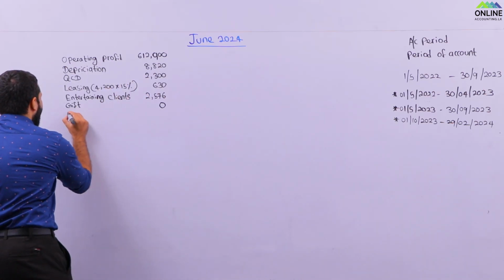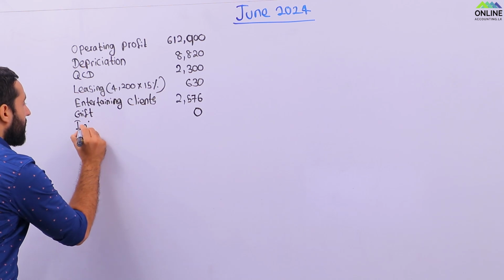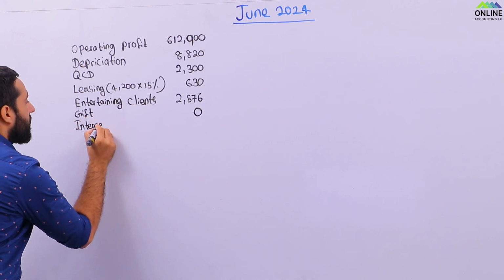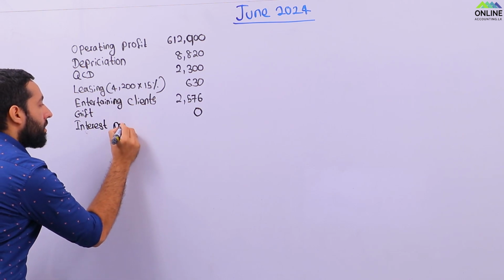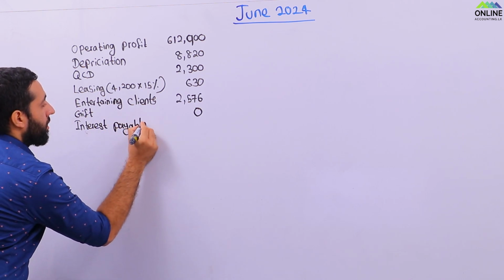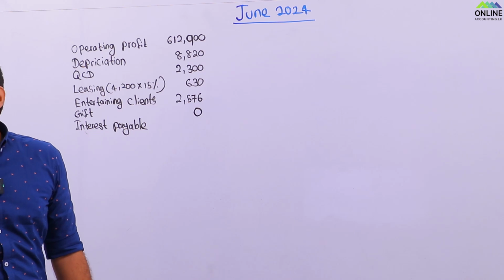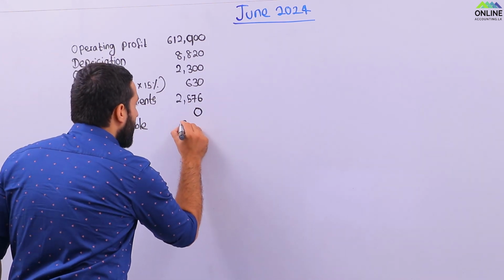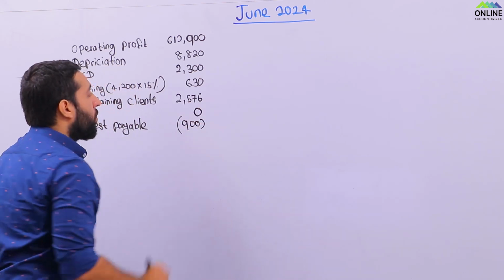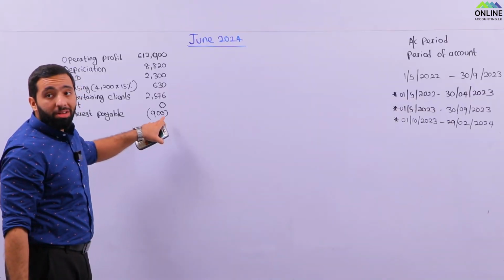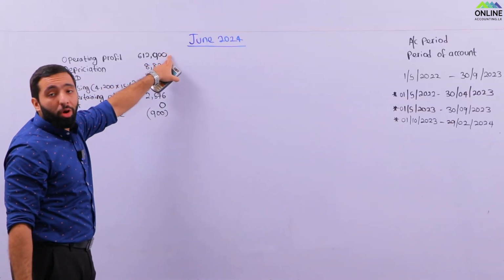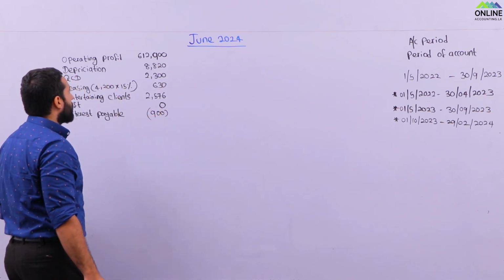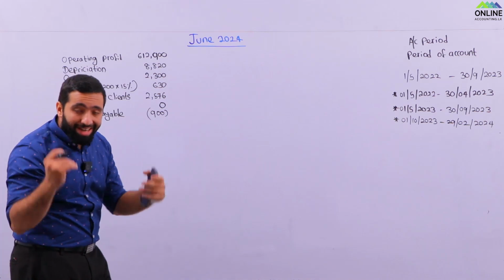And then interest payable. How much is the interest payable amount? The interest payable amount is clearly given, 900. You can reduce this. Why are we reducing this? That is because at arriving at the operating profit, this is not reduced. So make sure you reduce this. Okay, so this is a reduction.